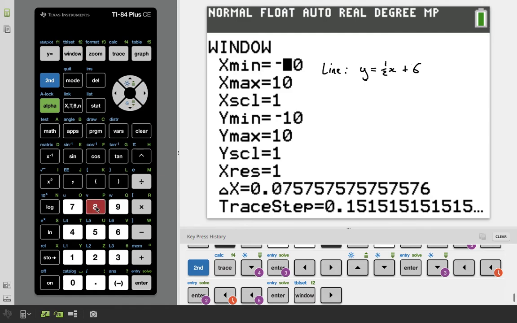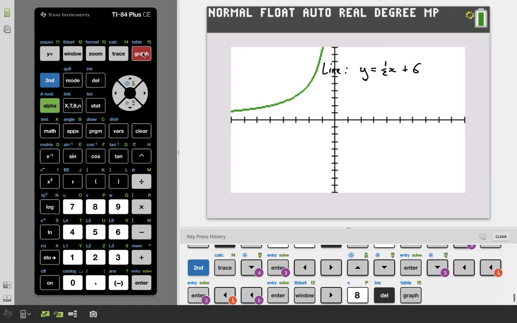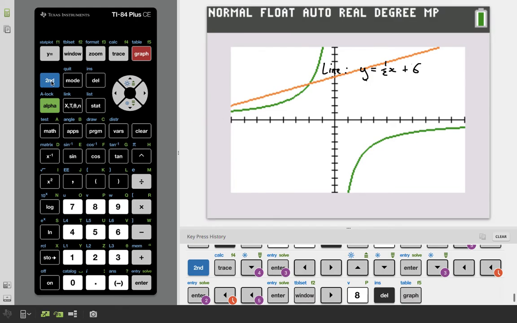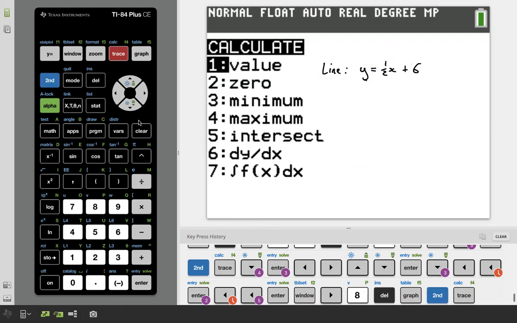If you change your window, if your window is too small, I think it won't find it. So it's off screen now. So adjusting that window is sometimes important.